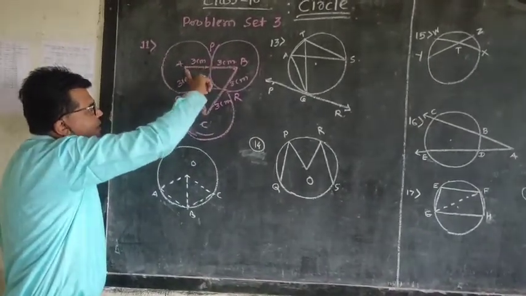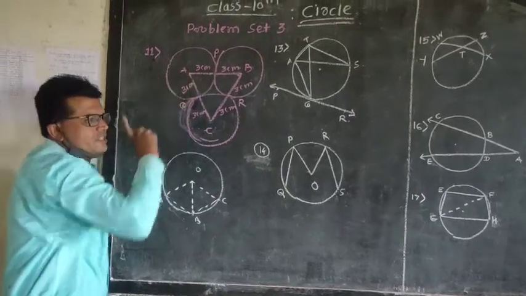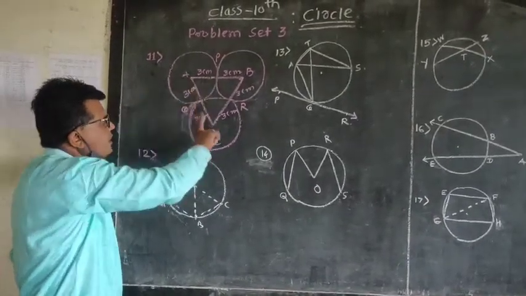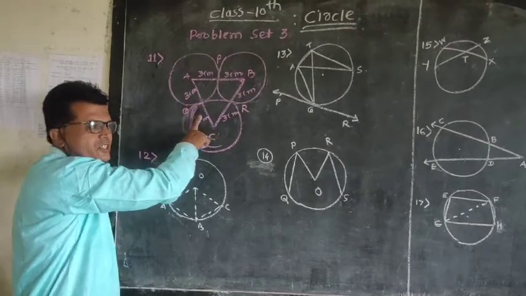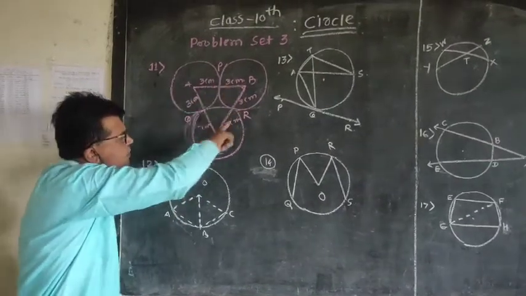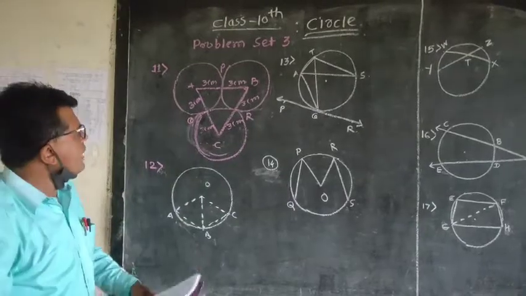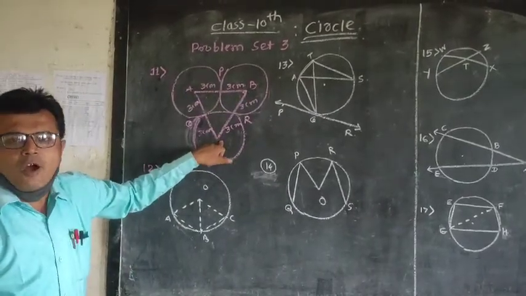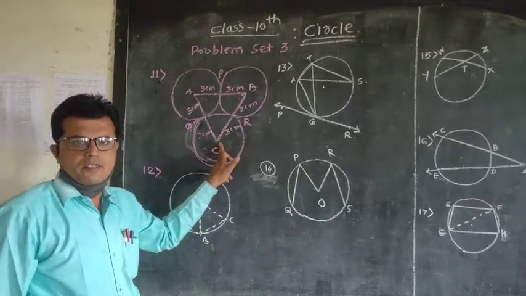Hence, for externally touching circles, the distance between the centers is 3 cm plus 3 cm, which is 6 cm. Each side of the triangle is 6 cm. Then triangle ABC is an equilateral triangle. Why? All the sides are congruent.